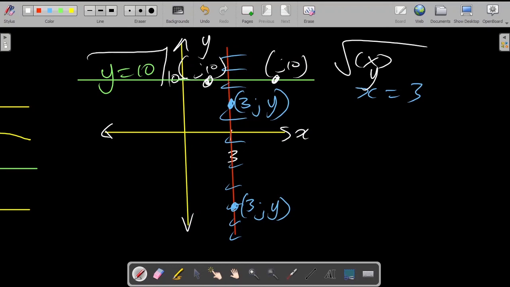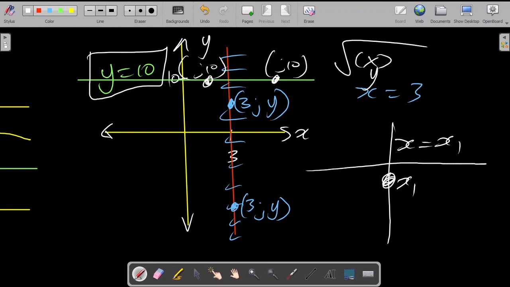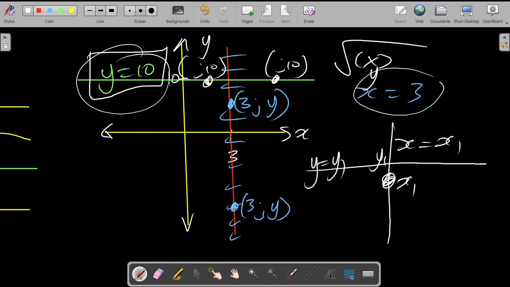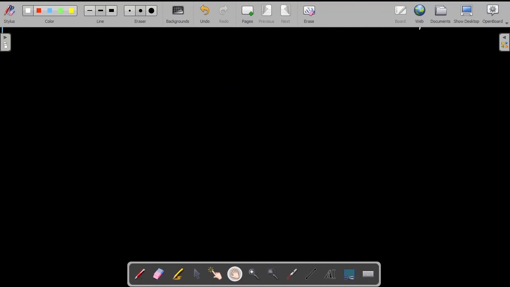So it actually helps that you know that if you have a vertical line, you can define it as x equals something, x1. And if you have a horizontal line, you can define it as y equals that y1. And that is exactly what we did with these two lines, basically. So that is vertical and horizontal lines. That is what I wanted to talk about.